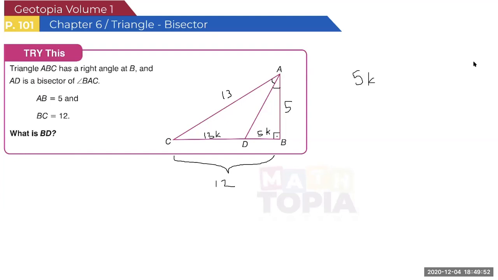And we say 5K plus 13K is equal to 12, which means 18K is equal to 12, which means K is equal to 12 over 18, which is 2/3. So we are looking for BD, so 5 times 2/3, which is equal to 10/3. That's a nice solution and perfectly understandable.